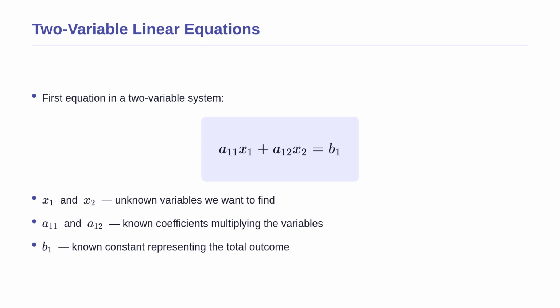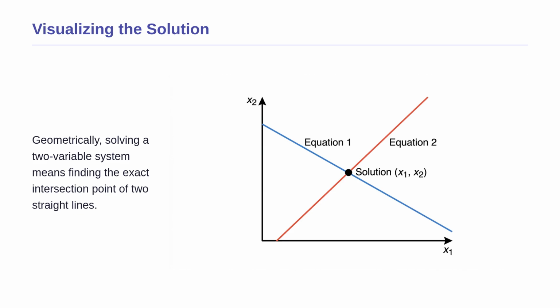receipt. If we increase a coefficient, the line on a graph becomes steeper. If we change the total outcome b1, the line shifts its position. Before we calculate anything, let us look at what this means visually.